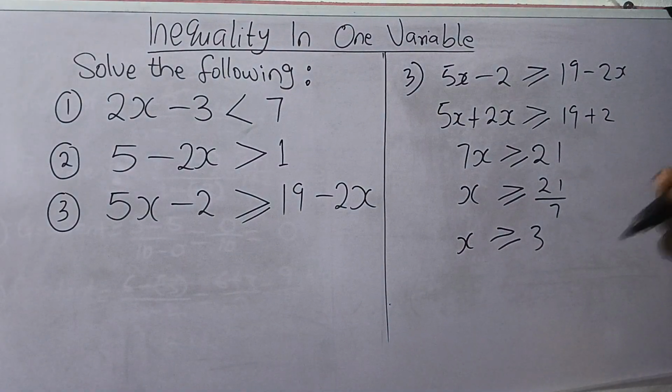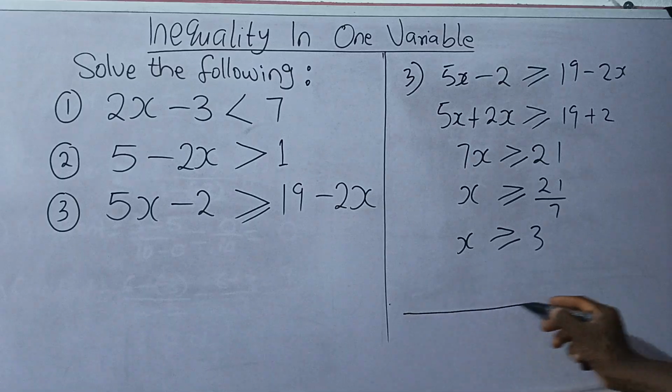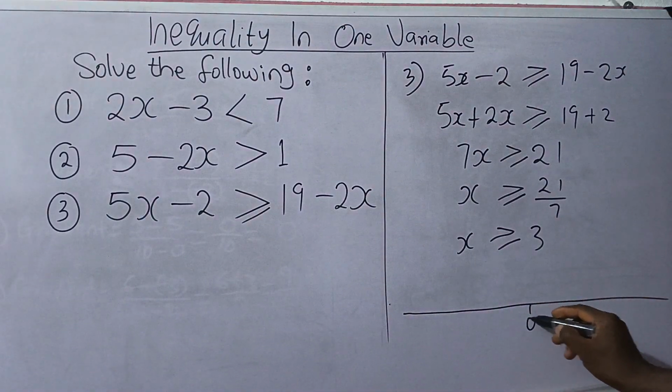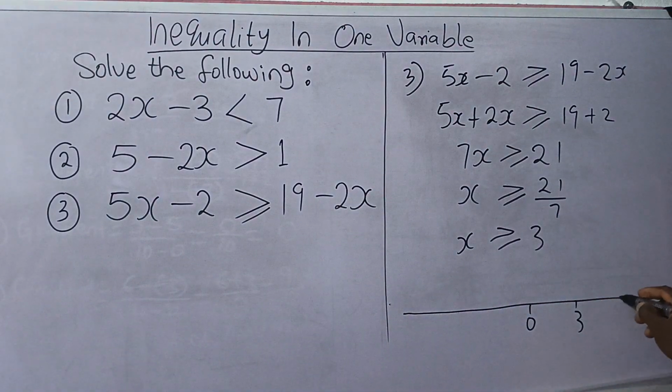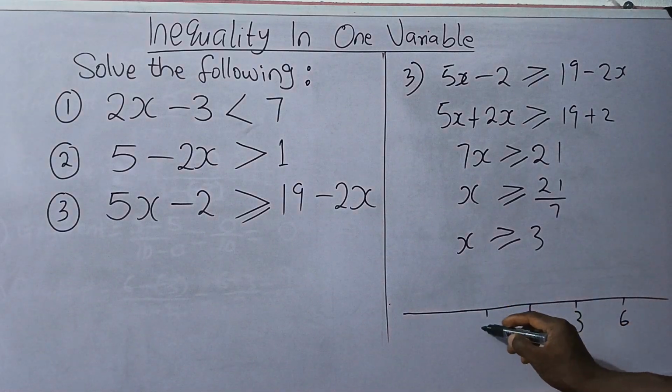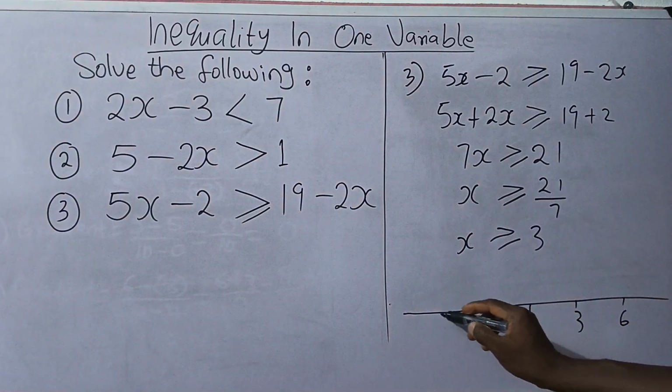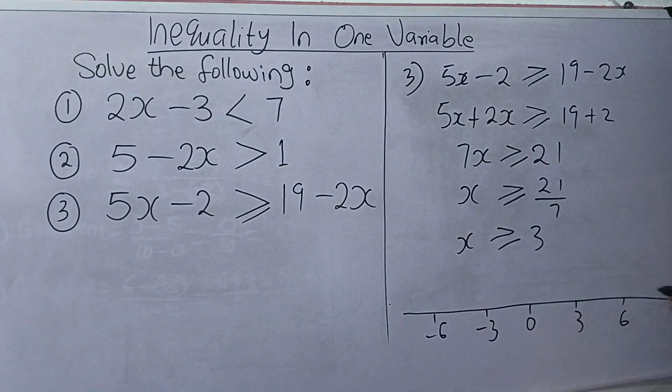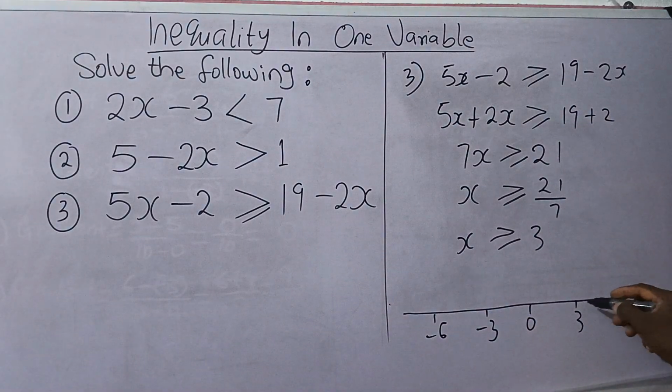So to represent the solution on a number line, that will look like this. Here is the origin. We'll have 3, we'll have 6, we'll have negative 3, negative 6. So our solution aligns here.